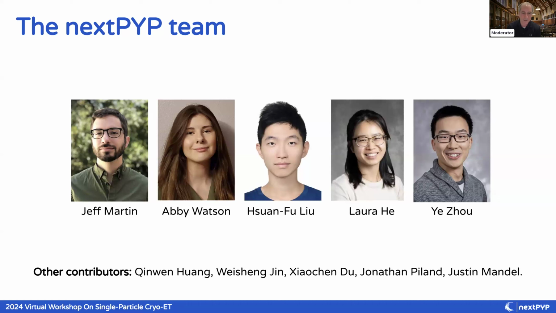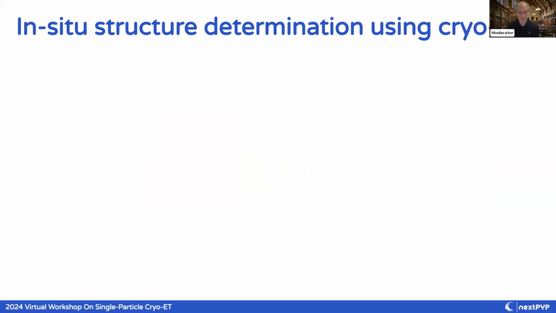There's many other people. You're only going to see these faces today, but there's many other people that actually contributed to PYP, nextPYP in the past, including Wendy, Wei Sheng, Xiao Chen, Jonathan, and Justin. So it's just like a big team effort that takes to make something like this happen.